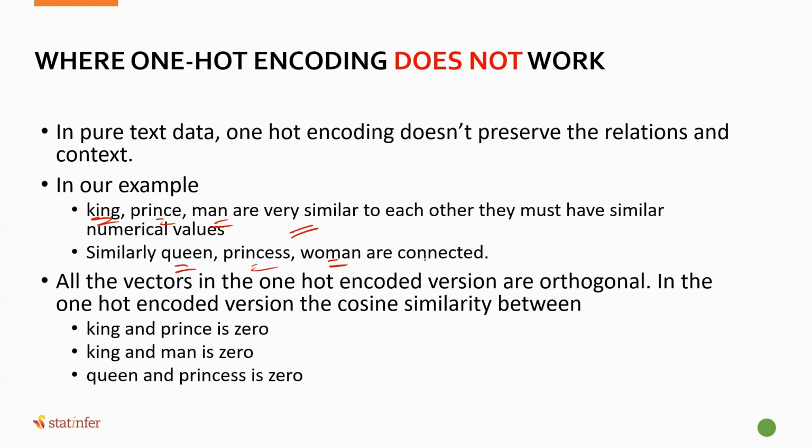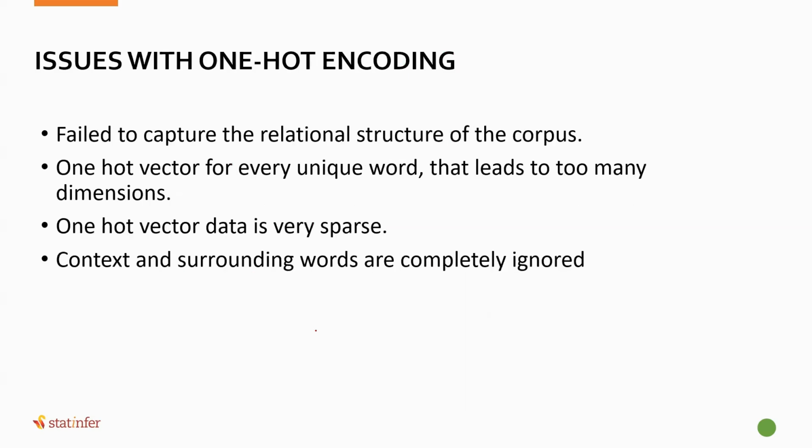But when we convert it into one-hot encoding, the similarity between king and prince is 0. The similarity between king and man is 0. The similarity between queen and princess is 0. There is no similarity. So one-hot encoding fails to capture the relational structure of the corpus. In one-hot encoding, every word is unique. It has no connection to any other word.